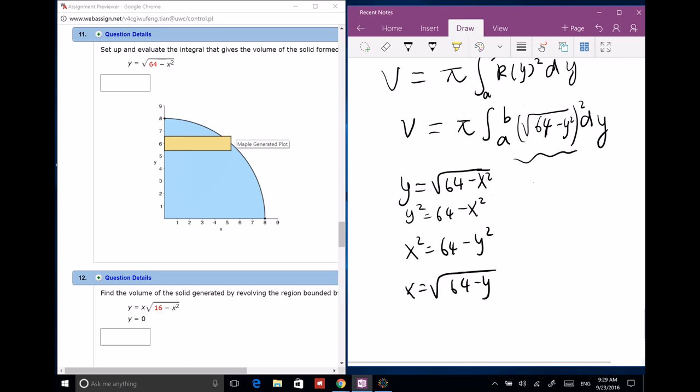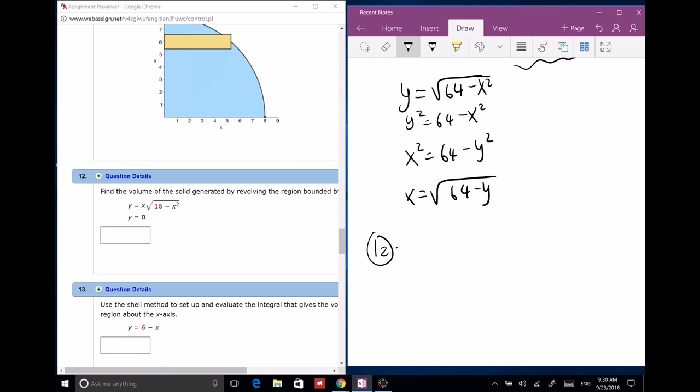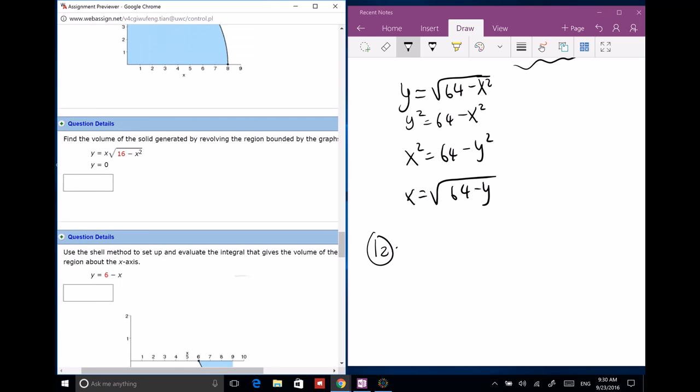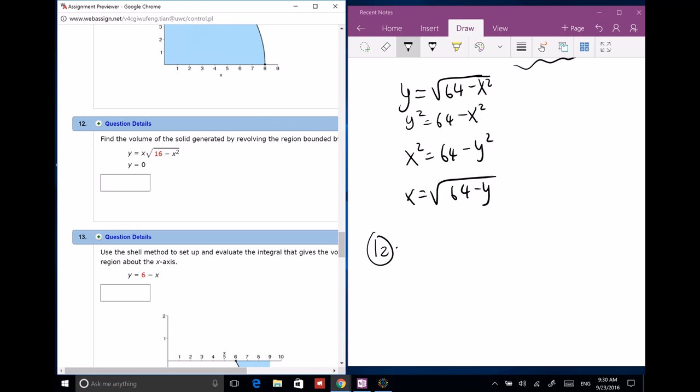Half sphere. Alright, so next one, number 12. Find the volume of the solid generated by revolving the region bounded by the graph and the x-axis. Basically, we have a function y equals x square root of 16 minus x squared. You can use your graphing calculator to graph it first, because this one does not really give you the picture of how the graph looks.